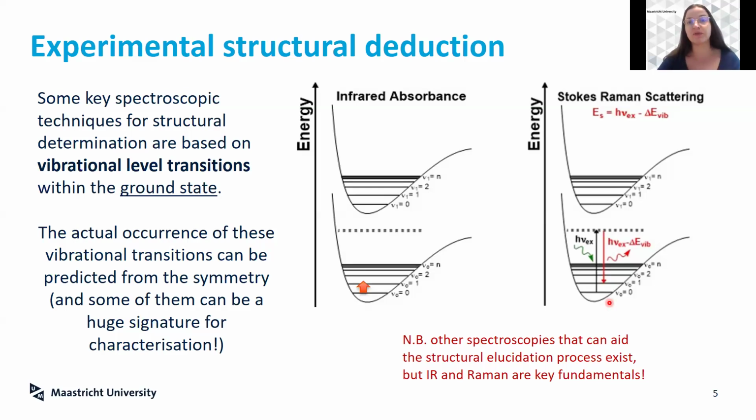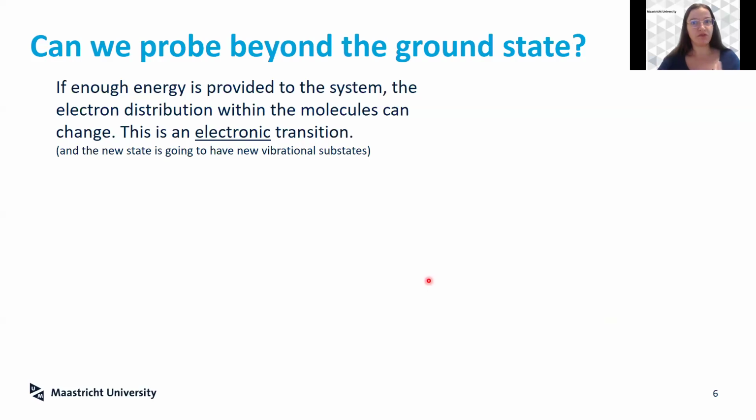Obviously, other spectroscopies exist. These ones are key for their level of fundamental probing of your structure, the way they interact on such a fundamental sub-vibrational level of the ground state. The inevitable question that follows from this is, can we probe something more than the ground state? If enough energy is provided to the system, you can actually change the electron distribution that you established by establishing your bonds. Now, this is an electronic transition.